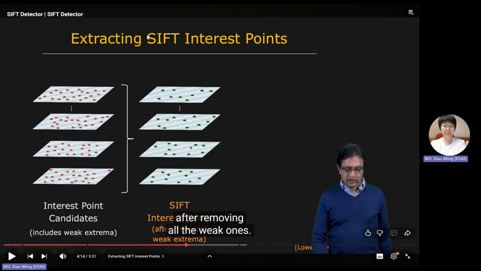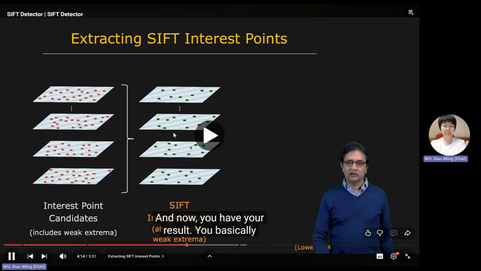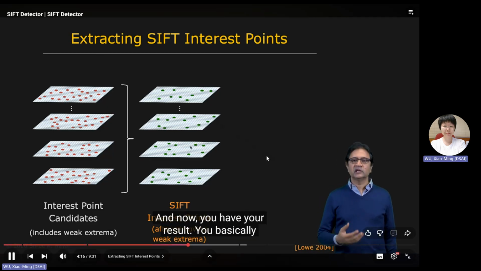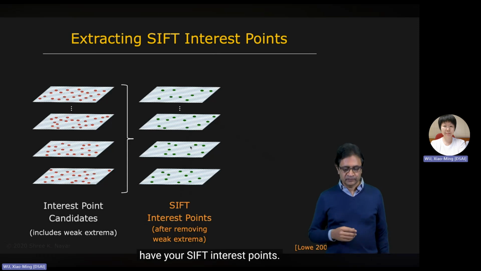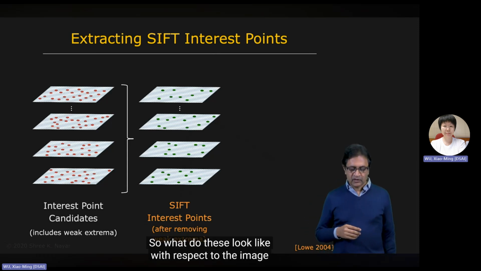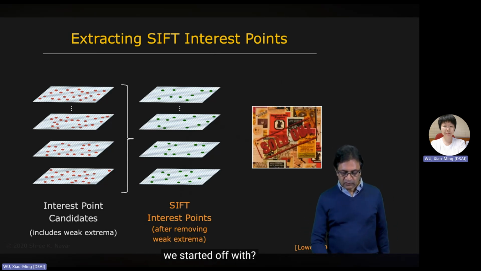So we can apply some thresholding to preserve the strong extrema. And now you have your result. You basically have your SIFT interest points. So what do these look like with respect to the image we started off with?